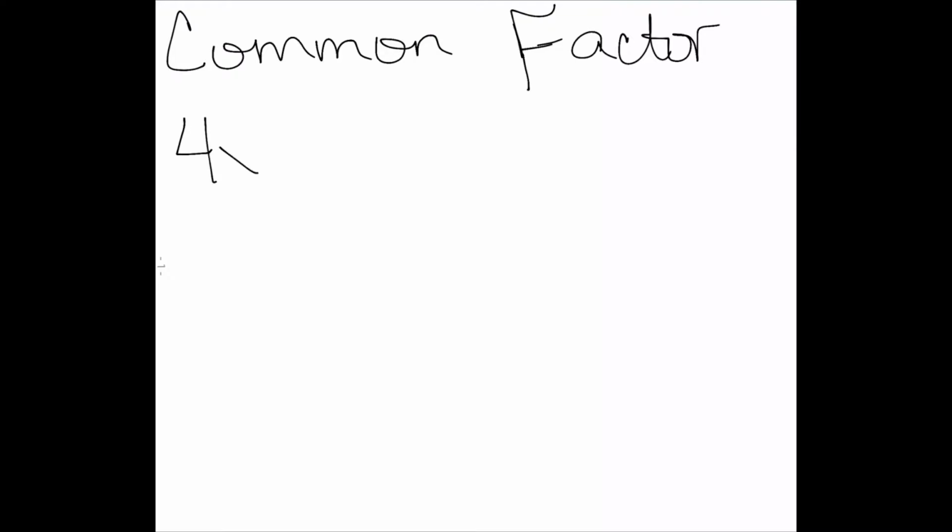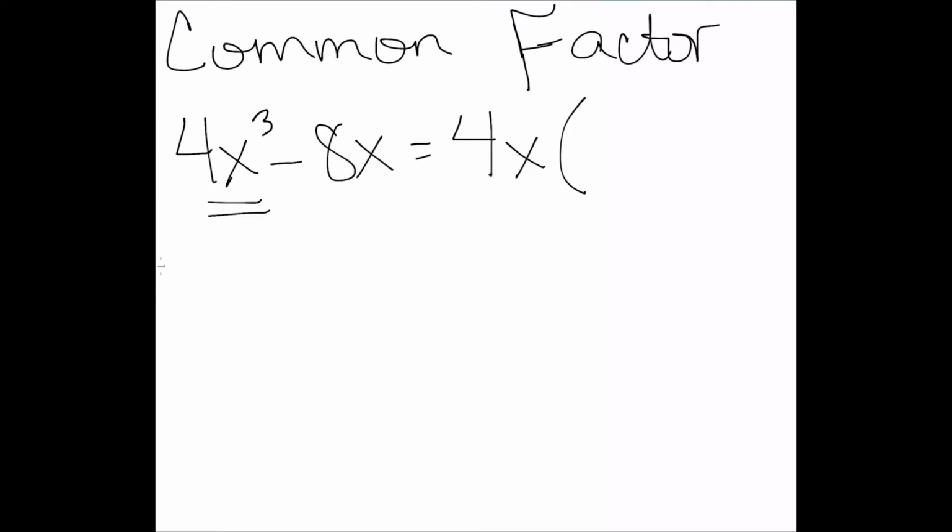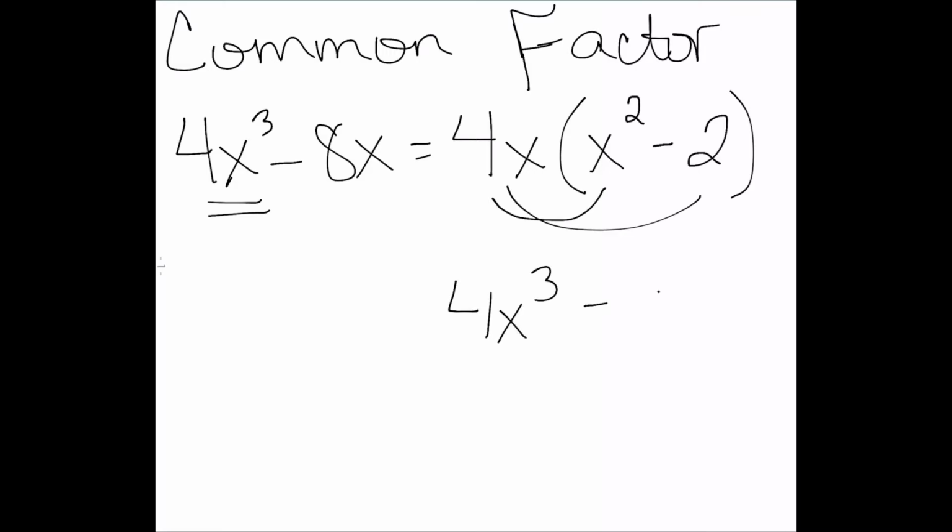As an example, if I have 4x cubed minus 8x, well, 4 and 8 have a 4 in common, and we'll notice that both of these terms have an x. If I remove the 4 from 4x cubed, then my coefficient would just be 1, and if I remove the x, I'm left with x squared. If I remove a 4x from minus 8x, I'm left with negative 2, since negative 2 times 4 is negative 8, and then I remove the x. And you can go backwards to double check that this is right. If you were to multiply this out, you would get 4x cubed minus 8x.